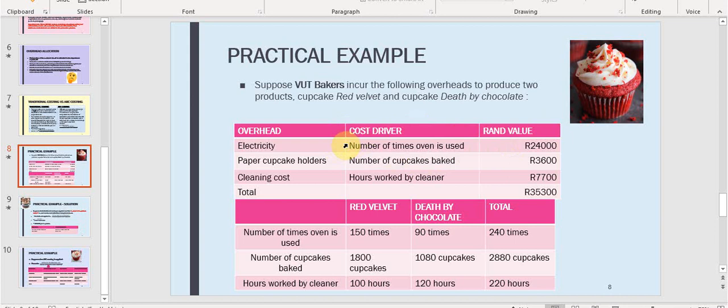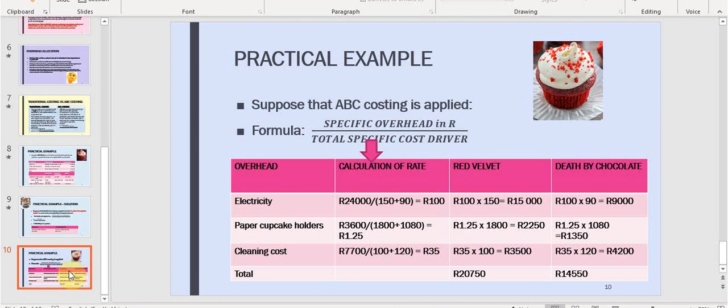It's 240 times. So in calculating this rate, I will do a calculation specifically for electricity, specifically for paper cupcake holders, and specifically for cleaning costs. So I take the 24,000 and I divide it by the 150 plus 90. And that is basically the 240 that I've calculated there. So I basically divide by 240, which is the total of that specific cost driver. So I take the specific cost and the specific cost driver and I get to 100 rand.